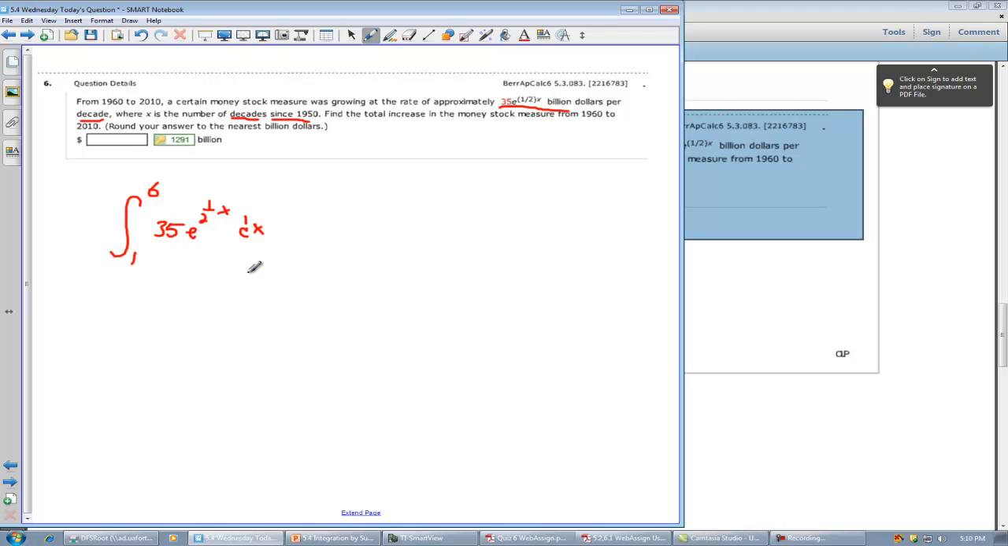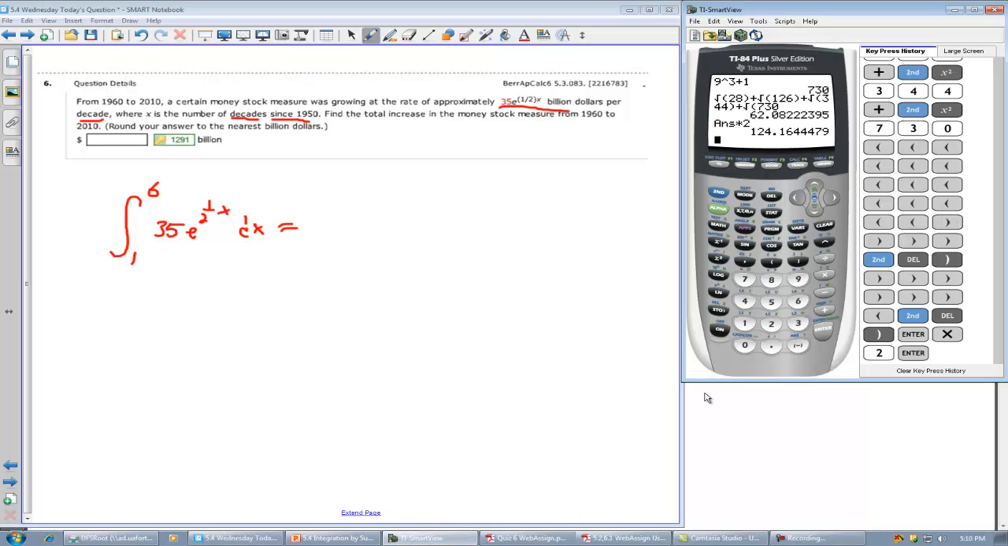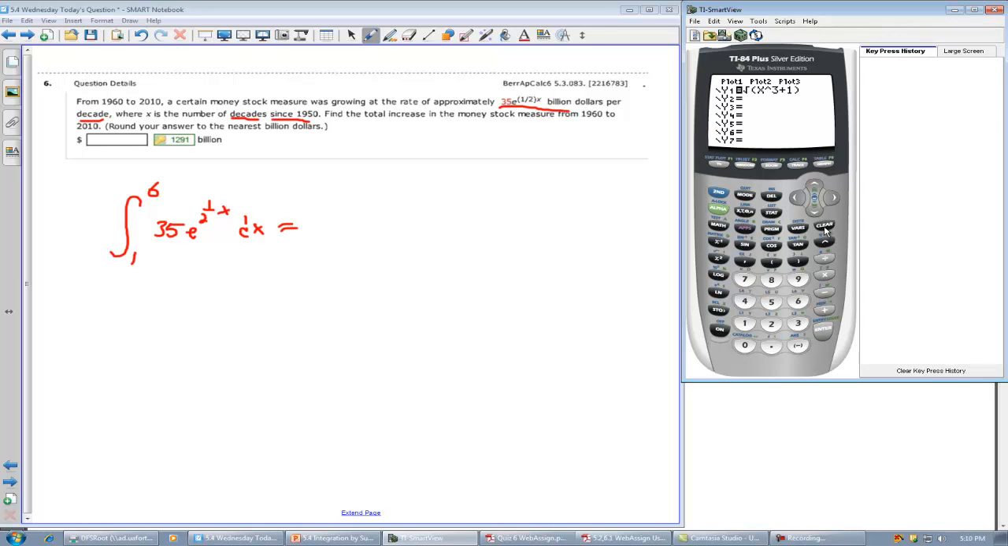I'm going to use my calculator to figure out this to the nearest $1 billion. So I take out my calculator. I'm going to hit y equals and plug in this function, so clear out this thing. And so I have 35 sec ln to the 1 divided by 2, right, times x. I just put an x, right, parenthesis, and I'll make my window from 1 to 6. I'll zoom fit it.